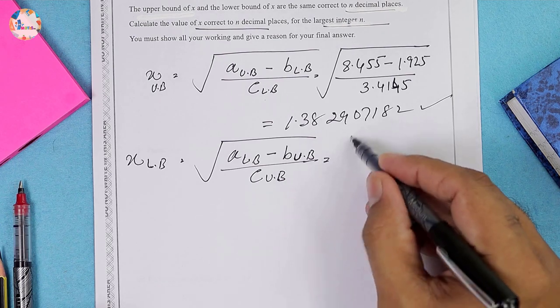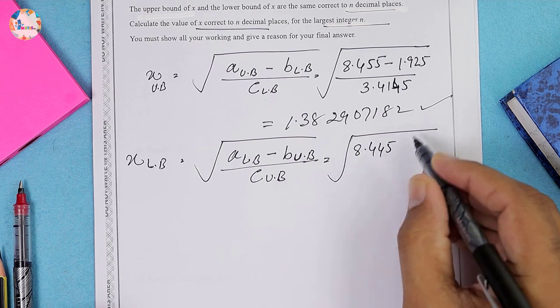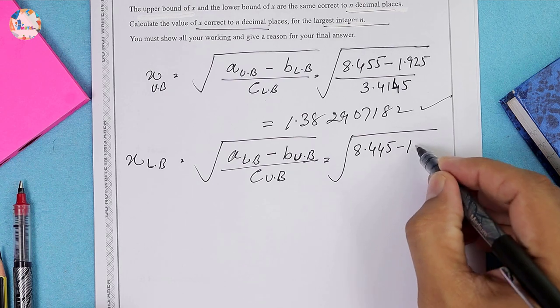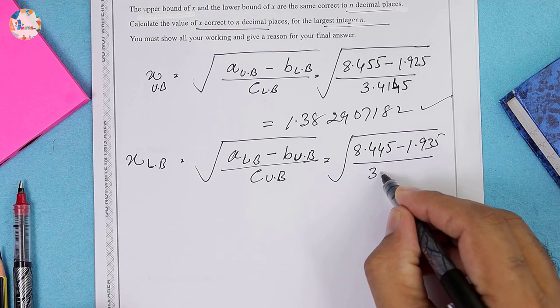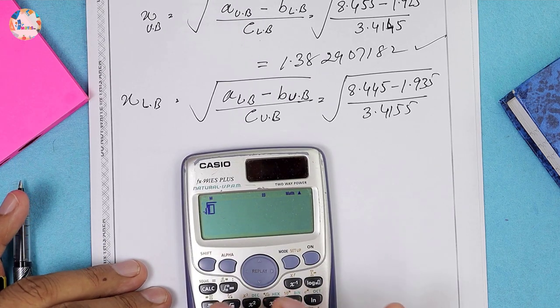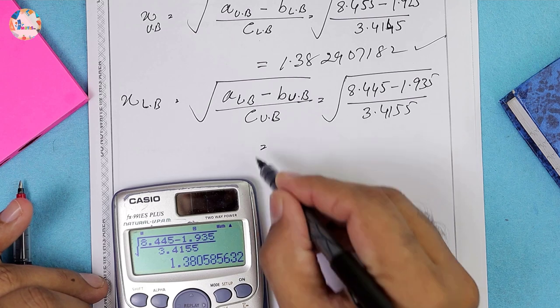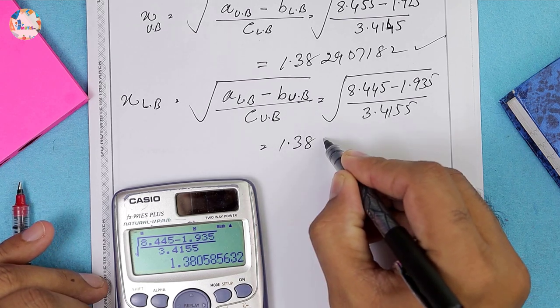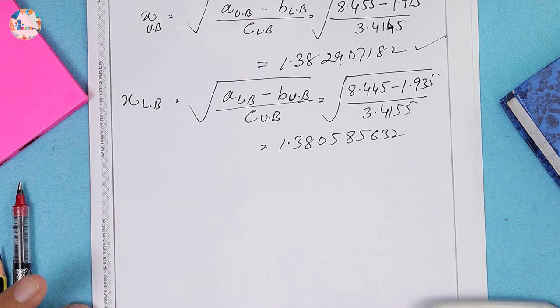Now we will replace these bounds. So lower bound of A will be 8.445, and this will be upper bound of B, 1.935, divided by upper bound of C, which will be 3.4155. The rest is just calculation by the calculator, and this will be fraction 8.445 minus 1.935 and divided by 3.4155, and this will result in this value. We will copy over here 1.38085 632. This will be the whole calculator number.